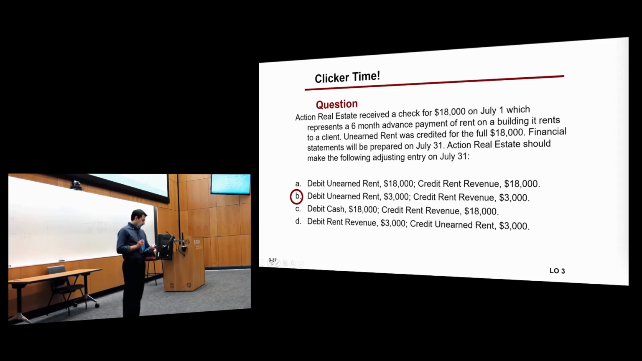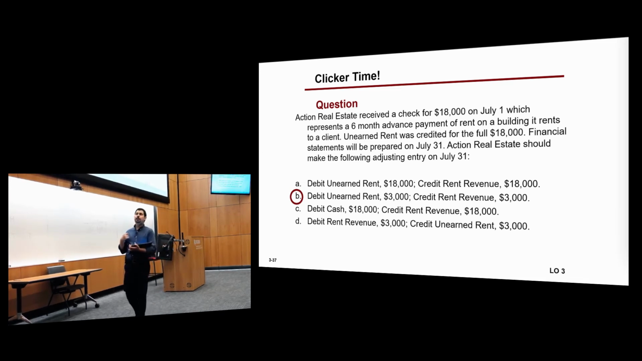Okay? So in this case, we have the company received a check for $18,000, which represents a 6-month advance payment. So what's this transaction? Unearned rent. So we get $18,000 of cash, for unearned rent. So this is the original entry. Here they didn't ask us for it, but it's important to understand that.